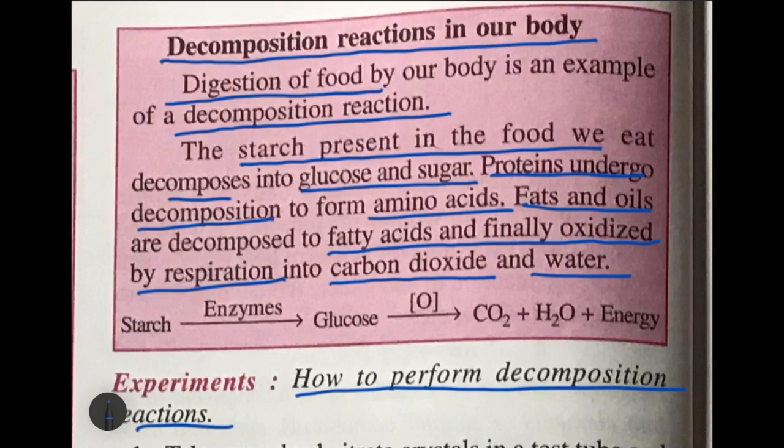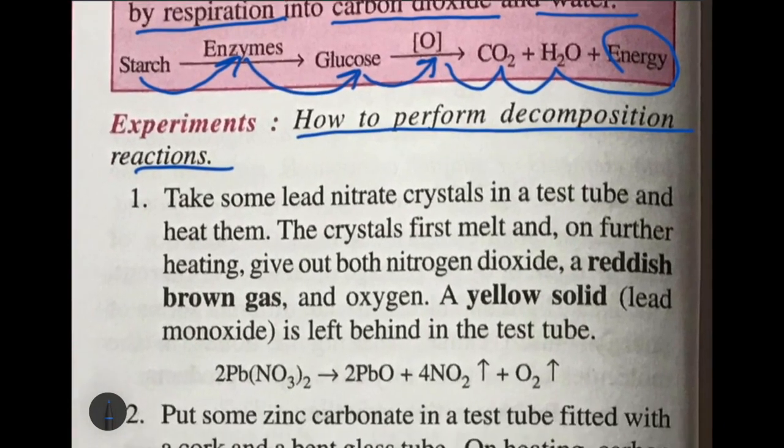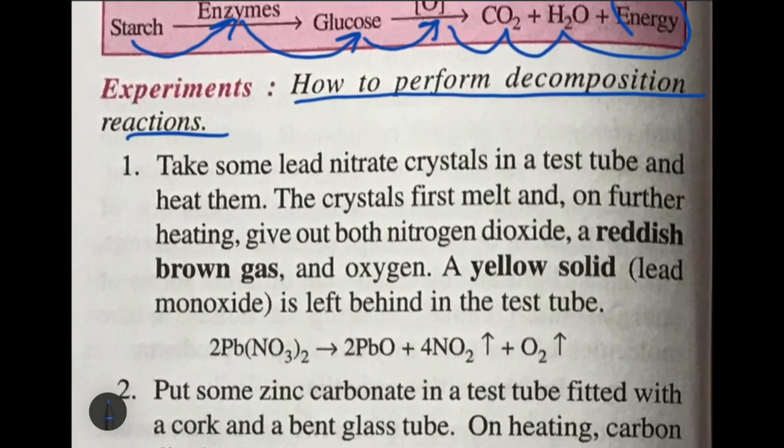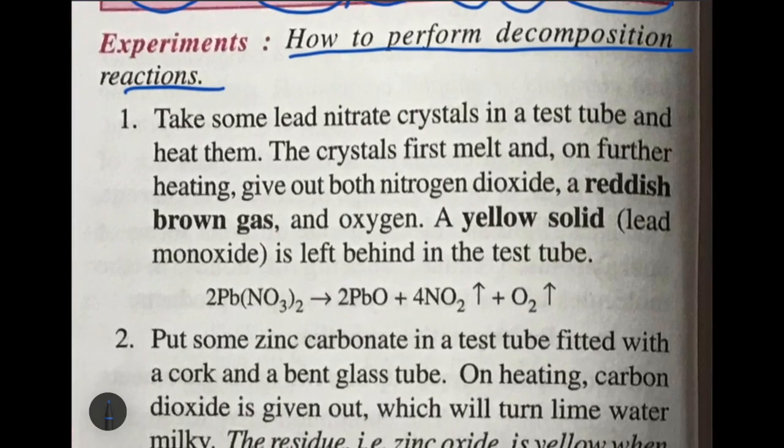Okay, now you see how starch, with the help of enzymes, turns into glucose. The glucose again breaks down, further decomposes with the help of oxygen into carbon dioxide, water, and energy. Now, moving on to the experiments. Okay, children, these experiments are very, very important because you will learn how to answer your ICSE paper in chemistry. Okay, chemistry, it's very, very easy.